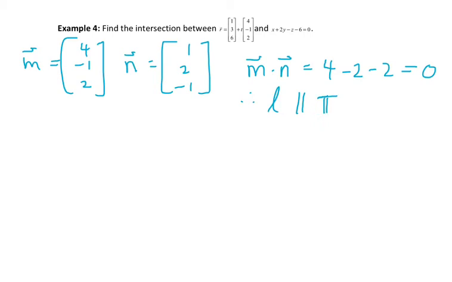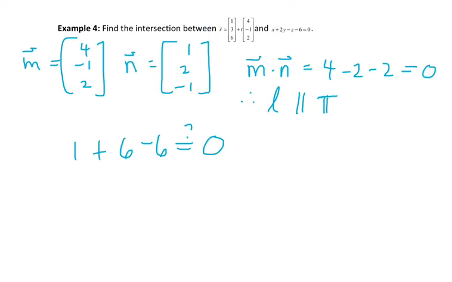So now we want to see if there's even one point on the line that's also on the plane, because then that would mean the line is in the plane and there's infinite points of intersection. So I'm going to take this point from my line and plug it into my plane to see if it's true. So 1 plus 6 minus 6, does that equal 0? Let's just see that I did that correctly. 1, 3 times 2 is 6, minus 6.